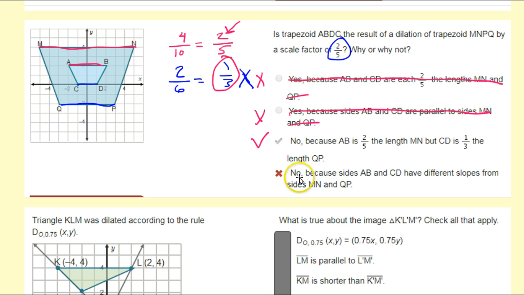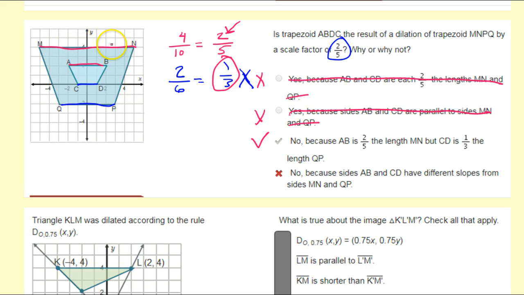Okay, so let's look at the last one to see why this is not the answer. No, because sides AB and CD, all right, there's AB and CD, have different slopes from MN and QP. Yeah, see, all of these have the same slope because they are all horizontal.